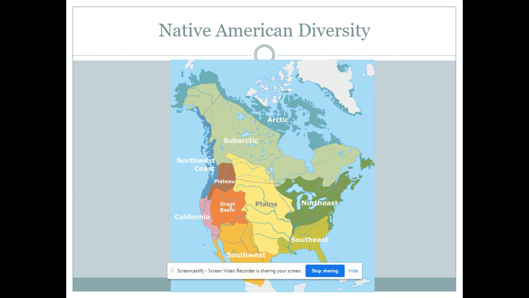Some have pretty large settlements with large gatherings of people, like the Ohio River Valley. Others are much more nomadic. Others are much more arid. The Pueblos of the Southwest is a great example of that.